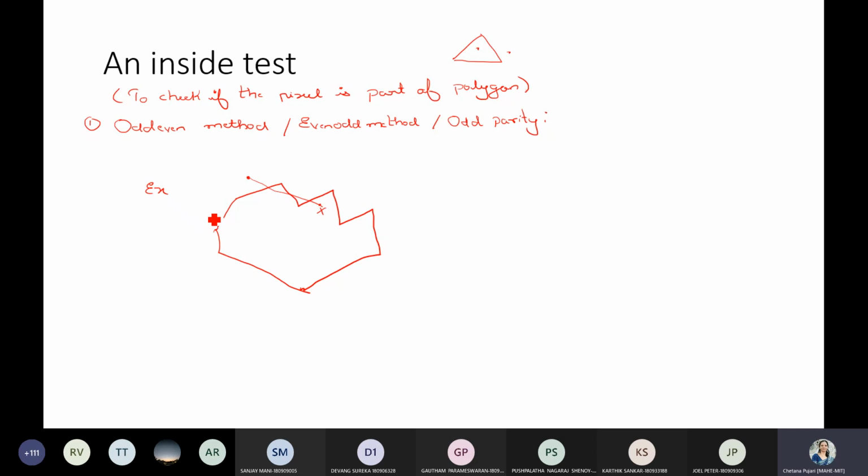Once this is done, you are going to count the intersections of the line with the polygon boundary. Whatever line you have drawn, you are going to count the number of intersections with the polygon boundary. How many do we have? We have one. Okay, so this is 1, 2, and 3. You are going to count the number of intersection points with the polygon boundary. The point is said to be inside if an odd number of intersections is there.